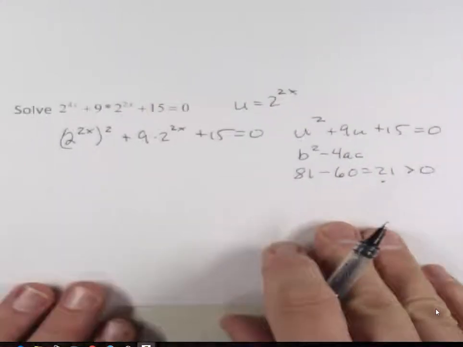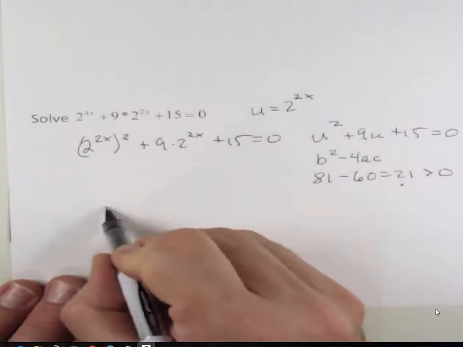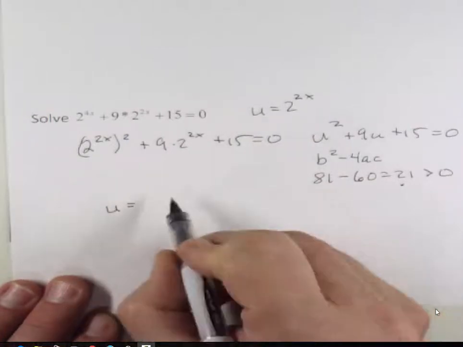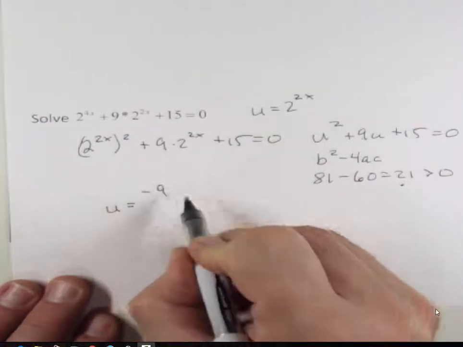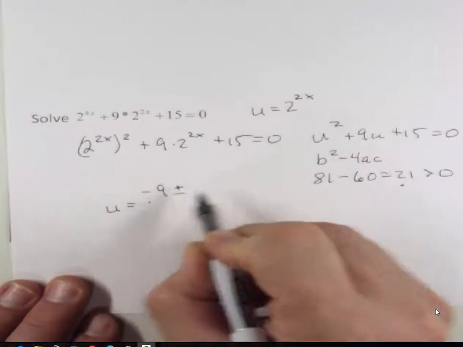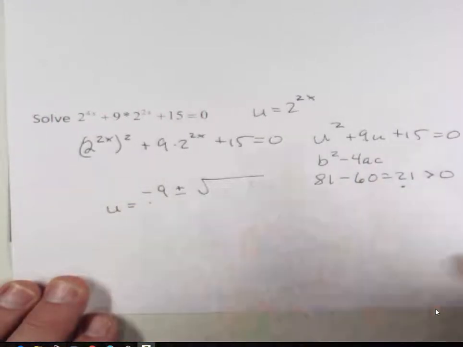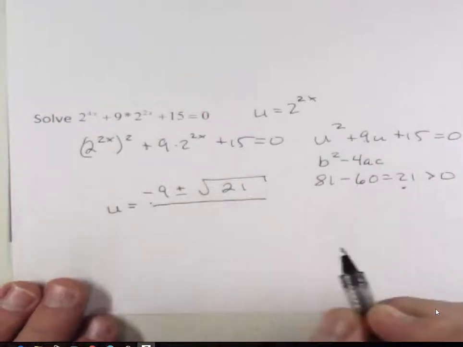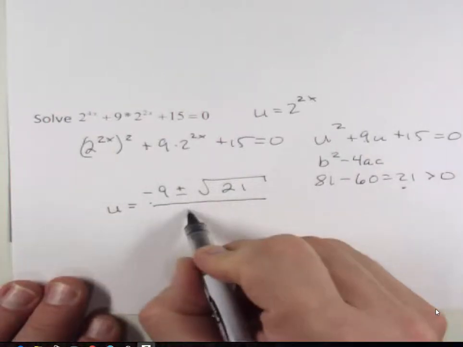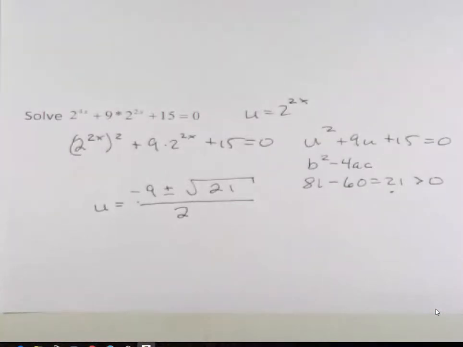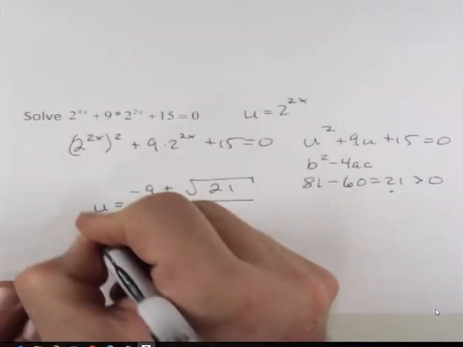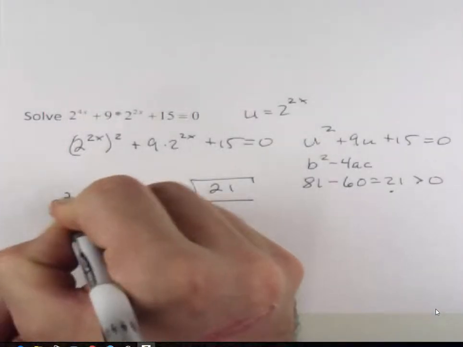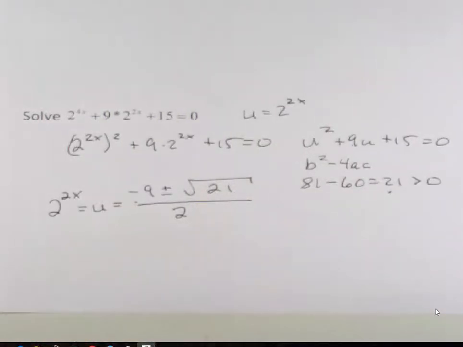Okay? So in Algebra 1 you would have said u is equal to the opposite of b plus or minus the square root of the discriminant, we've already done it, so let's go ahead and use it, all over 2 times a, which is 2. However, remember this, u really was 2 to the 2x. So let's think about this.